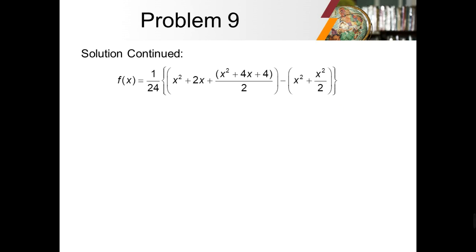Tapos, ito siya. Pinapya ko lang. Ito na. Okay, simplify ulit.